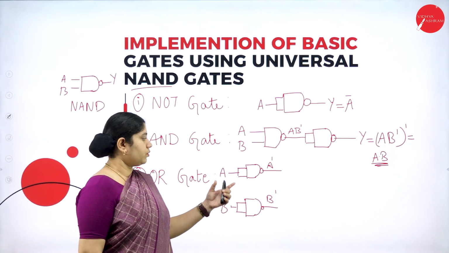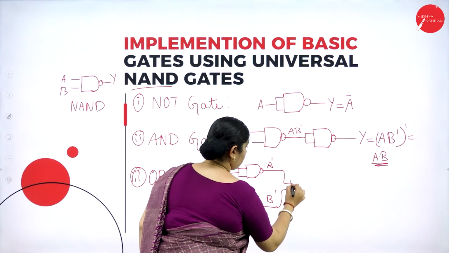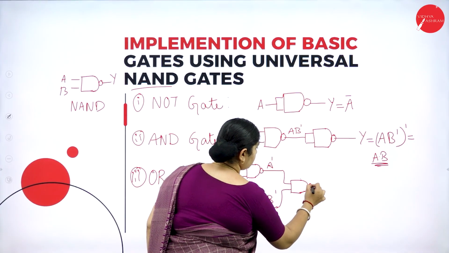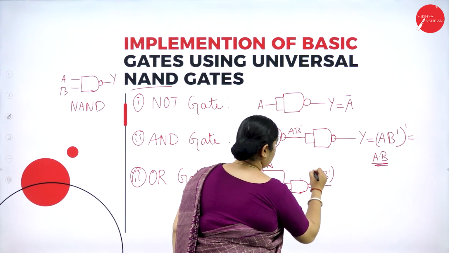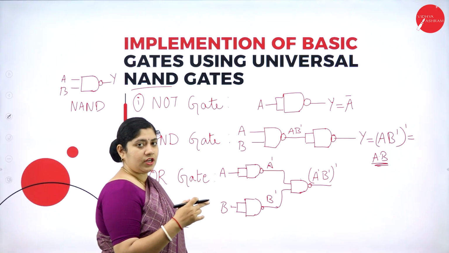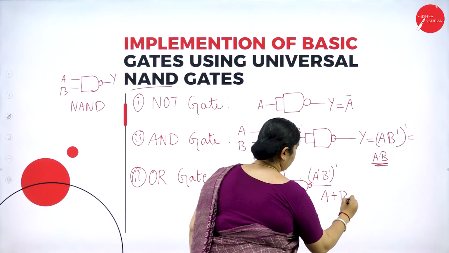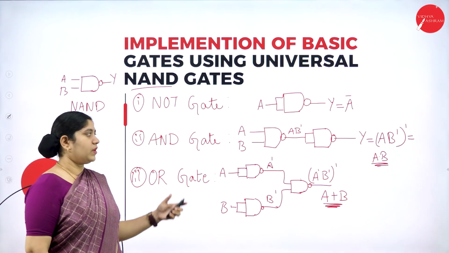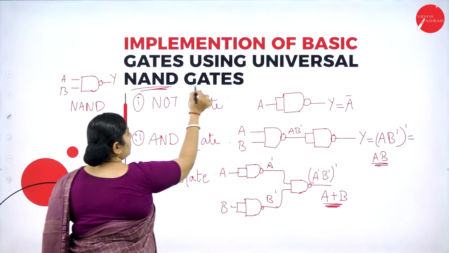Alright, what we have to do is bring it together again and draw one more NAND gate. So this gives a value, that is (A bar, B bar) whole bar. By De Morgan's theorem, we know that (A dash into B dash) whole dash can be written as A plus B. So this is how we can realize or implement three different basic gates by using a universal NAND gate.